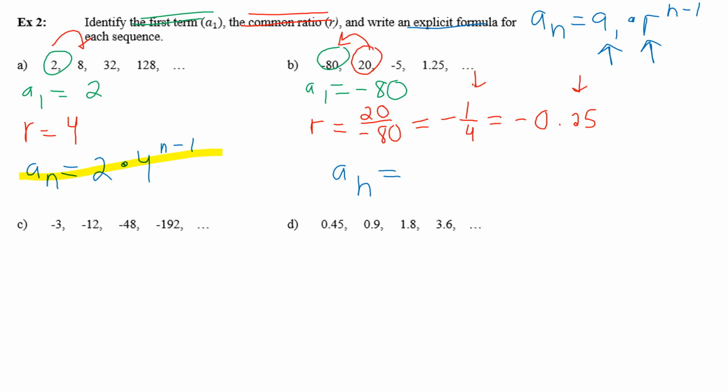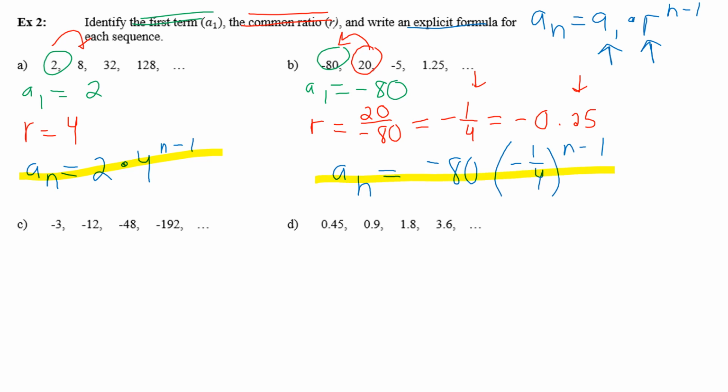So explicit formula, A sub n equals, A1 was negative 80, times. Now I can use the dot to represent times, but in this case, since I'm using a fraction, I think just to play it safe, I'm going to use parentheses, which still means multiplication. So I'm going to put R in parentheses, and again, I'm going with the fraction, and then raised to n minus 1, and that would be our final answer for that one.